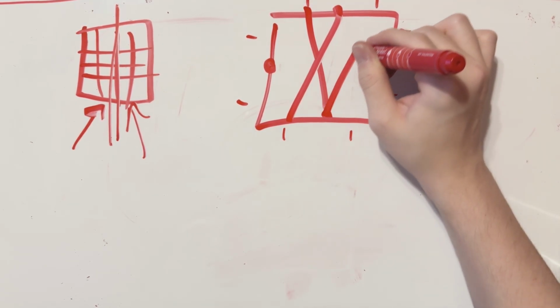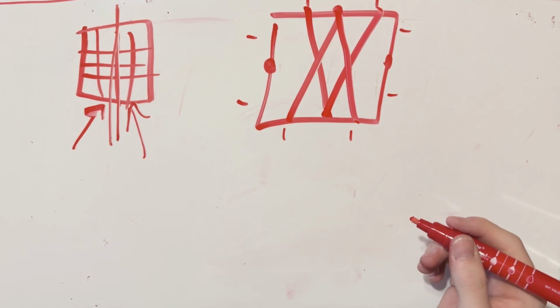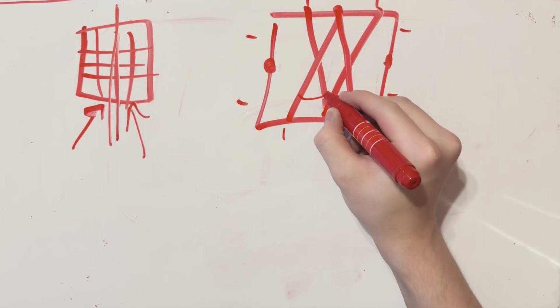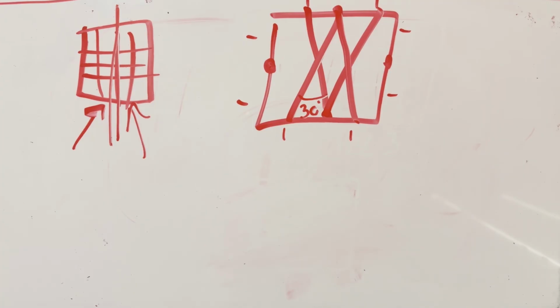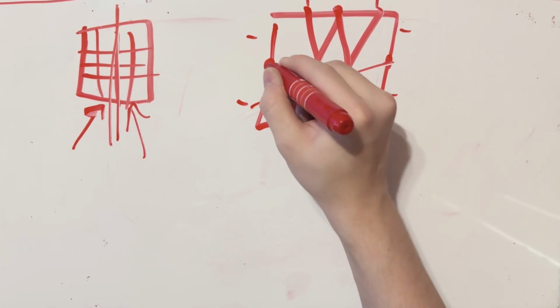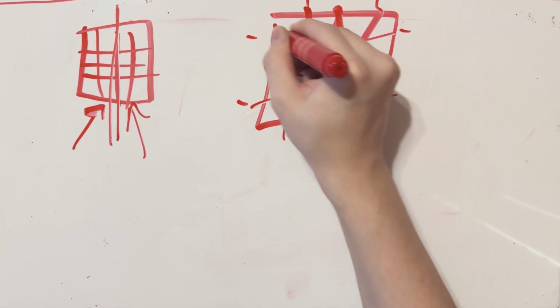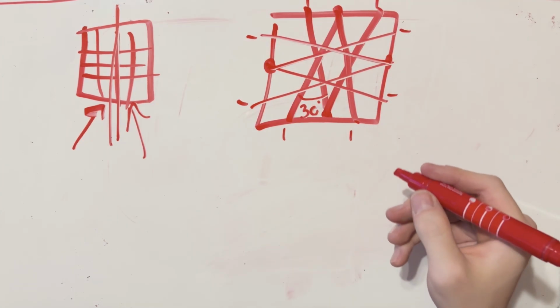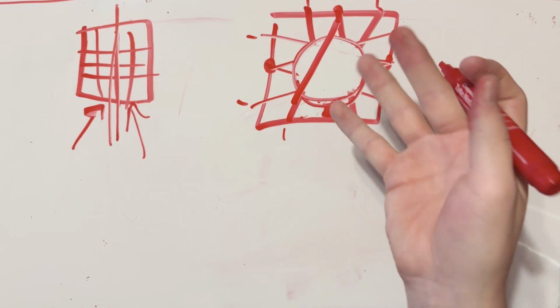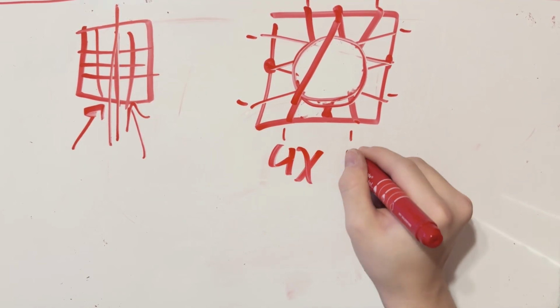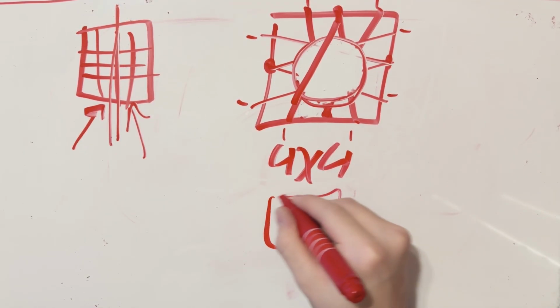Well, it's quite obvious. You just connect these. And we do the same for here. And we know that this has to be 30 degrees. And then you just do that for every face. And boom. 4x4 square one. You have a 4x4 square one.